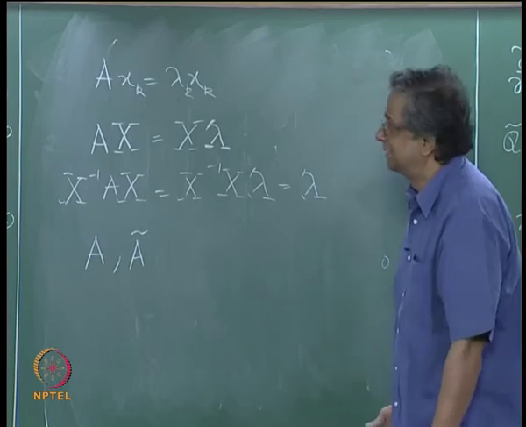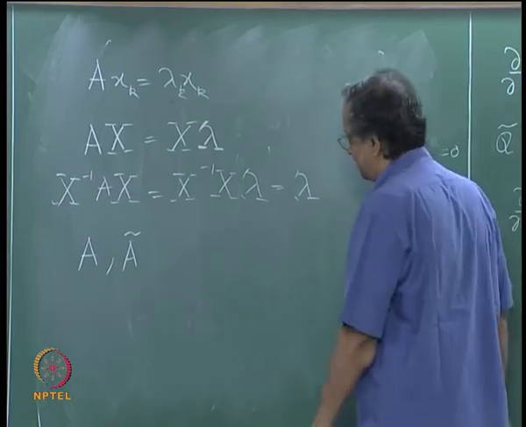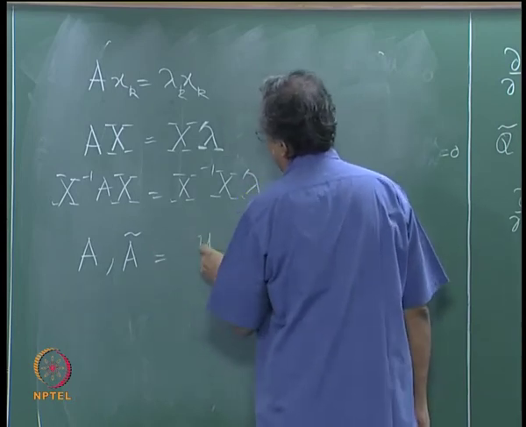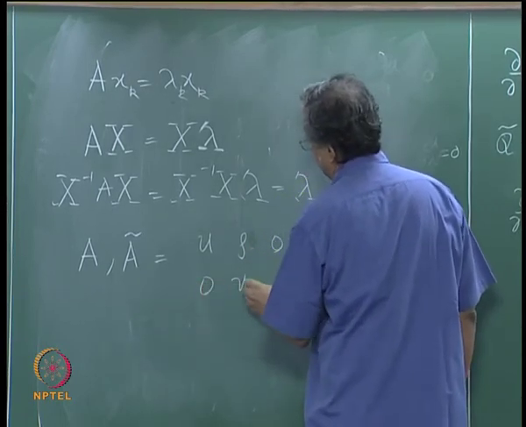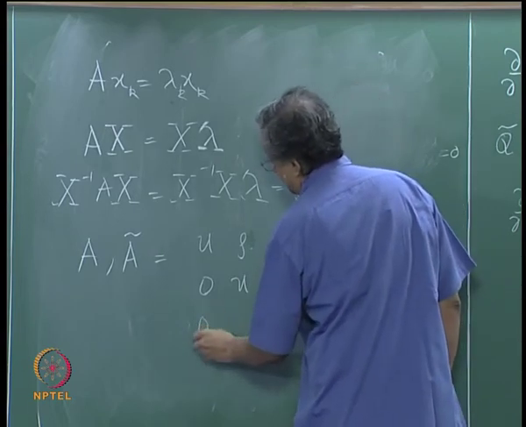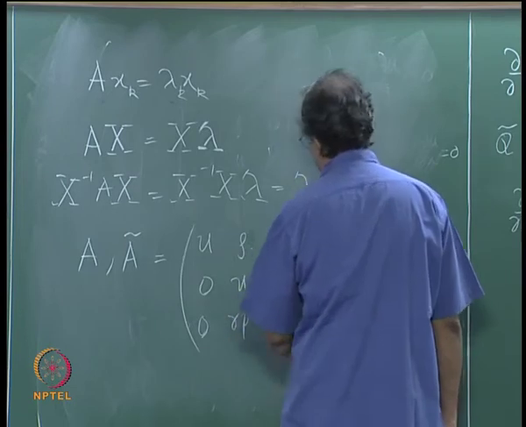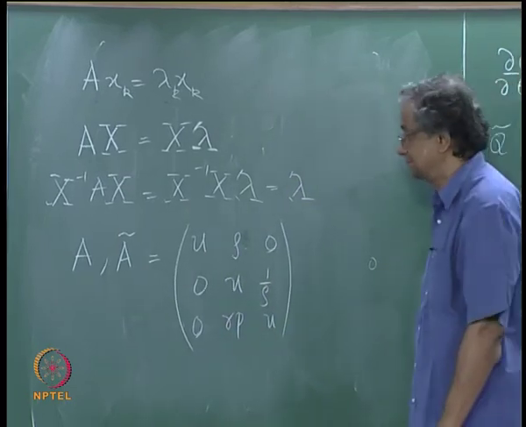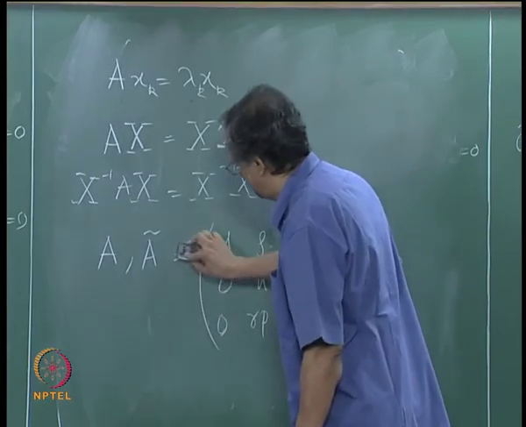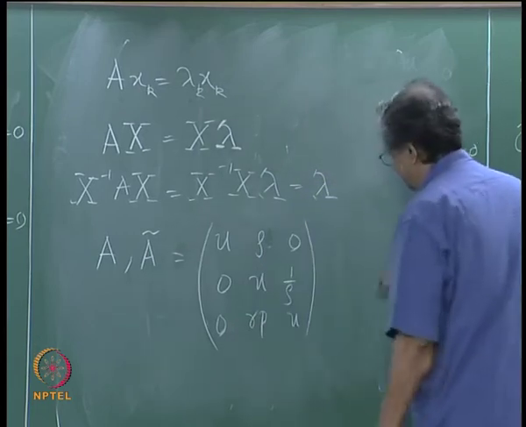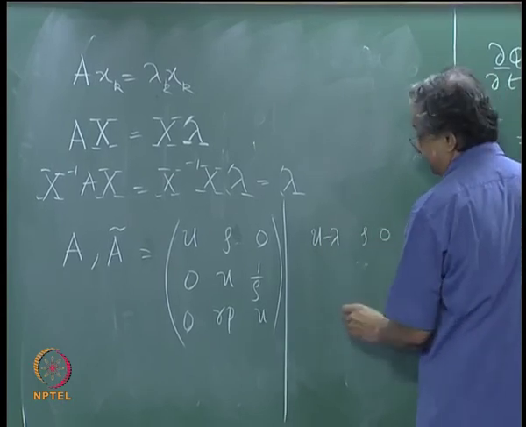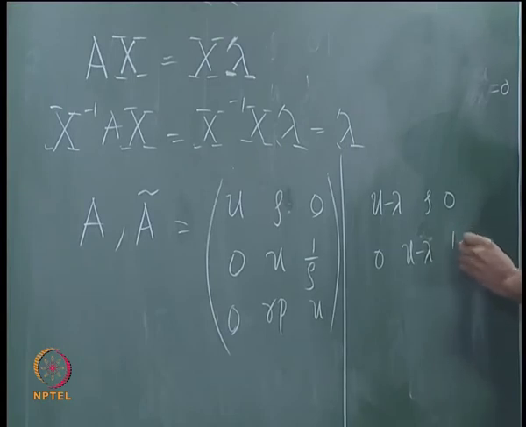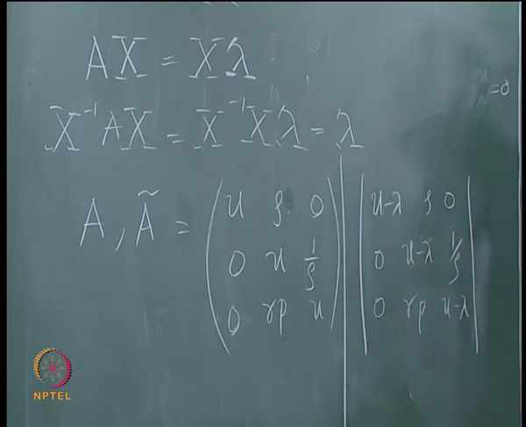Is that fine? Okay. As I said, I erased my A tilde. So tell me what my A tilde is. What is A tilde? U, rho, 0; 0, U, 1 by rho; 0, gamma p, U. Okay, so I will cheat. So we want the determinant of U minus lambda, rho, 0; 0, U minus lambda, 1 by rho; 0, gamma p, U minus lambda. I want the determinant of that. That is relatively easy.